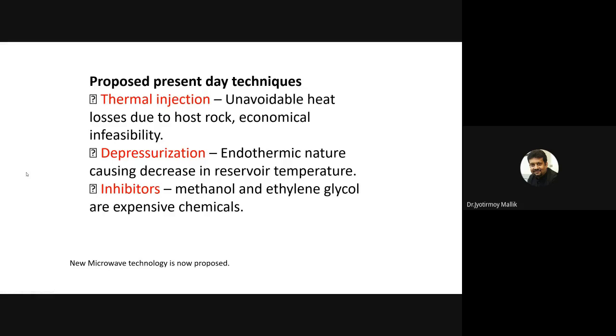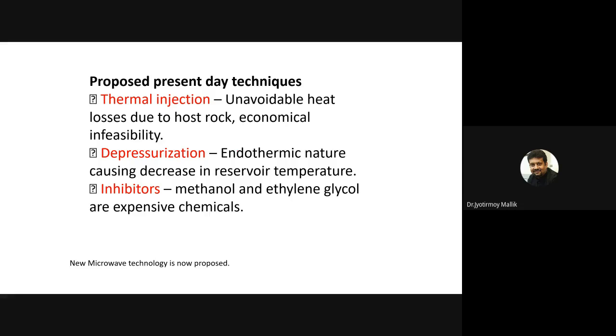So what are the proposed present-day techniques by which you can pick out the clathrates? One is thermal injection. The challenge associated with thermal injection is unavoidable heat losses to the host rock, making it economically infeasible. Thermal injection means you essentially pump some sort of hot fluid into the water and wait for the ice to melt, and then the gas will come out. But what is unavoidable is the heat loss to the host rock, and it actually costs a lot.